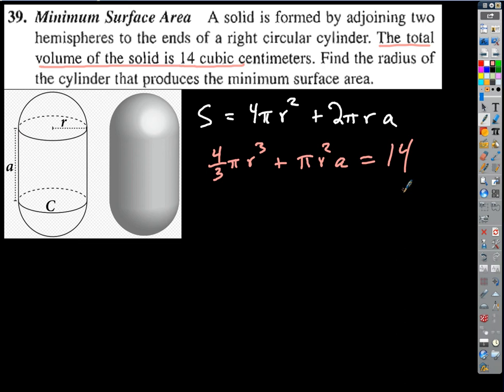Good, we definitely want to connect the A's, don't we? Because there's one in each equation, okay? I've got different powers of R in each equation, that's a mess, right? So we're just gonna solve for A and then substitute. So what do we get if we solve for A here? 14 minus 4/3 pi r cubed divided by pi r squared. So we're gonna subtract that term away, good, 4/3 pi r cubed divided by pi r squared.